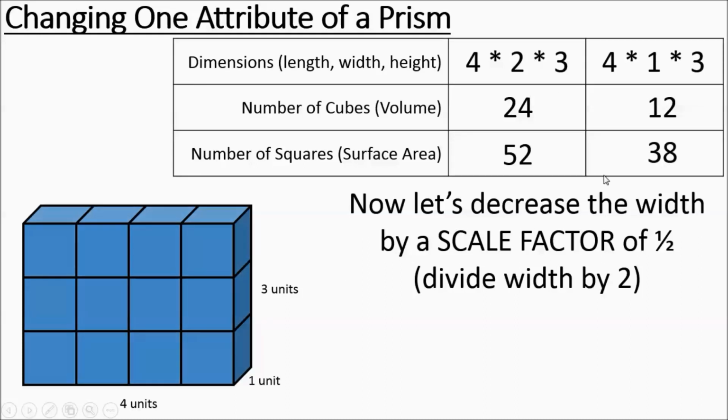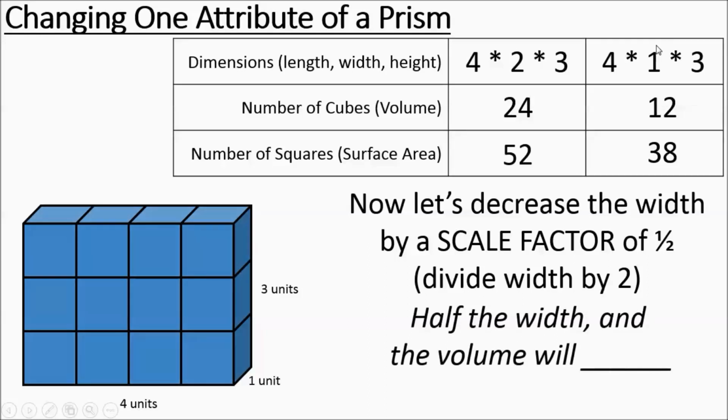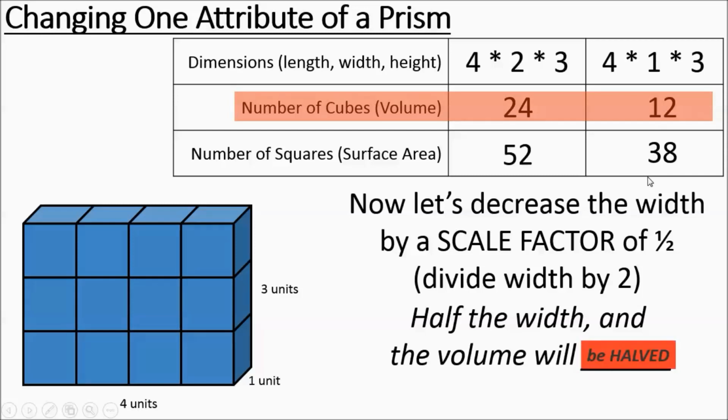When you halved the width, the volume also was halved. You divided your volume by 2. Did we divide our 52, our old surface area, by 2? No. The surface area decreased, but not by half the amount.